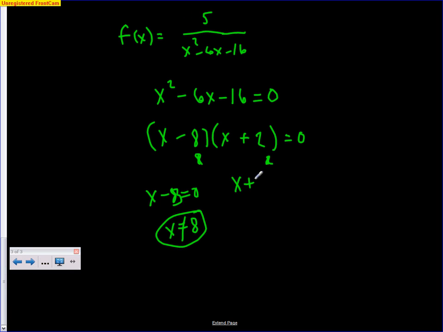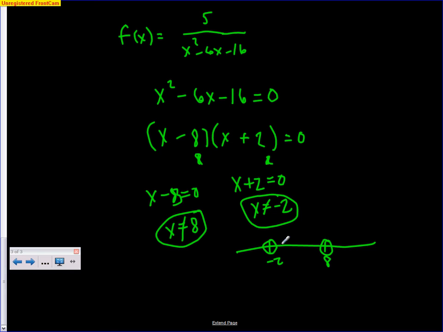x plus 2 equals 0. Subtract 2, subtract 2. I get x equals negative 2. Negative 2 plus 2 is 0. But once again, that makes a 0 in the denominator, so I cannot equal that. So every number works except for these two numbers. So think of a number line. Negative 2, I have to skip over. 8, I have to skip over. But all these numbers here, here, and here, they all work.